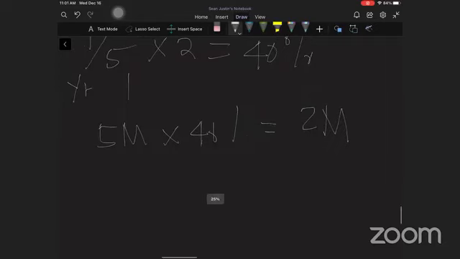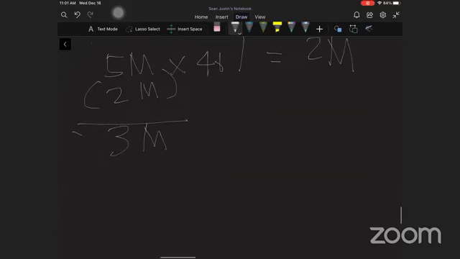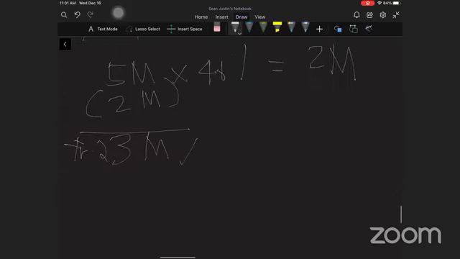On year 2, we subtract the 2 million, so the carrying amount is 3 million. This is now year 2. 3 million times 40%, that is 3 million times 0.40, which is 1,200,000, or 1.2 million. That is the depreciation expense on year 2. Double declining balance method only applies up to year 2.